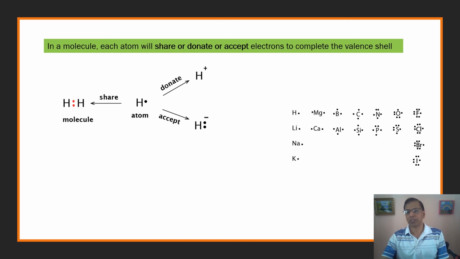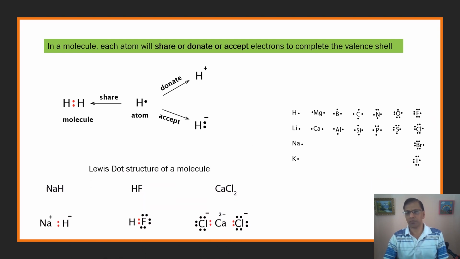So this is the Lewis dot structures of the atoms that we had looked at earlier. Let's do some examples where we can draw the Lewis dot structure of a molecule. Let's start with sodium hydride.